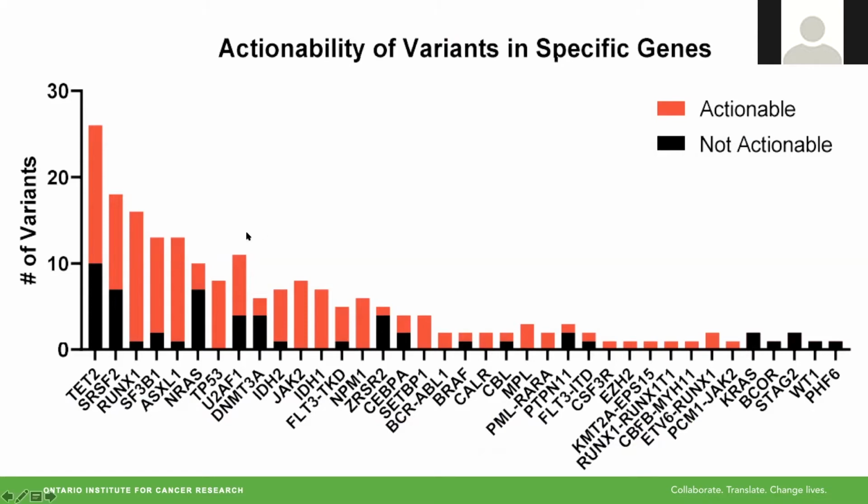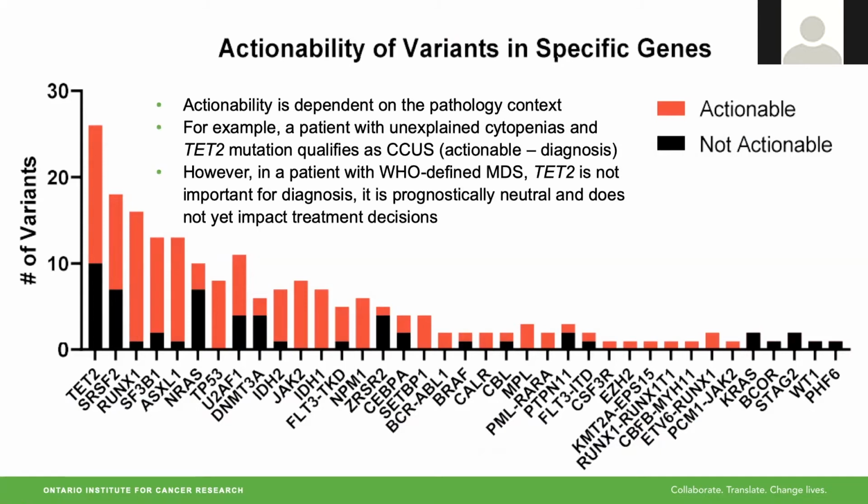Some genes, for example, TET2, you wonder why is it actionable only some of the time? So as two examples, if a patient presented with unexplained low blood cell counts and we found a TET2 mutation, that would qualify them as CCUS, the clonal cytopenia. However, we did encounter patients who met the WHO criteria for MDS. In that case, if they have a TET2 mutation, it wasn't important for diagnosis. It's also prognostically neutral, so it's not really a good or bad gene, it's sort of in the middle. And as of yet, it doesn't impact treatment decisions.